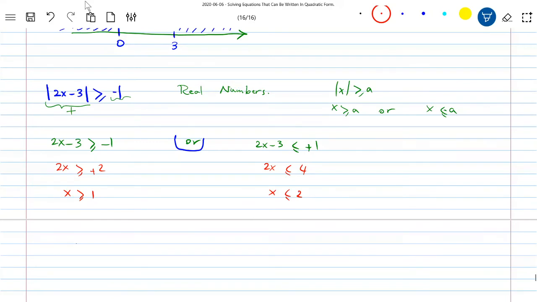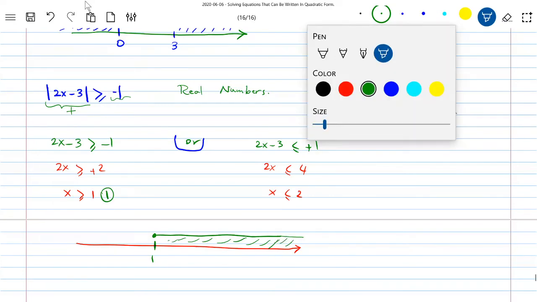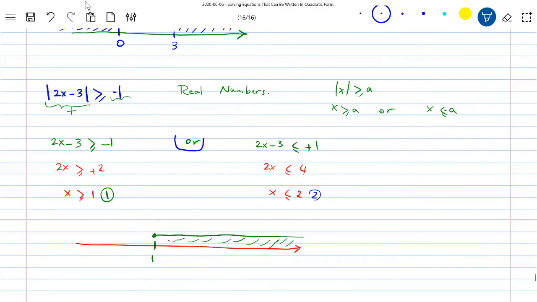Graph each one. Here, I'm going to use a different color for each section so you can see. This is solution 1. X greater than or equal to 1. Here, closed circle at 1, and everything greater than 1, all this area, goes on forever. How about the other case? Use blue. X less than or equal to 2. Here's 2. It will be this section.